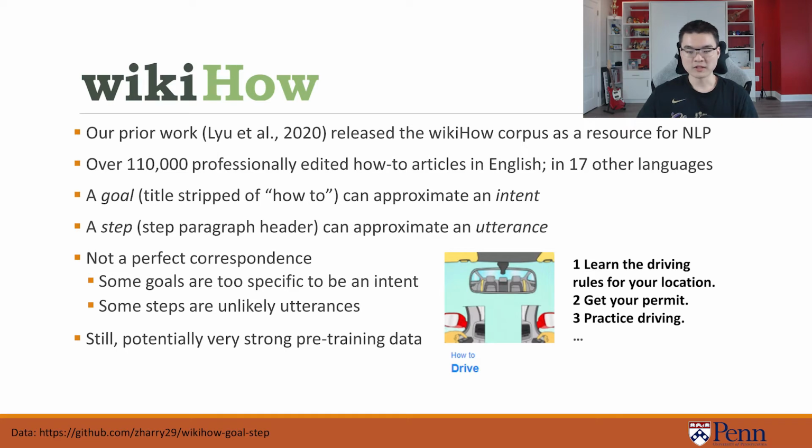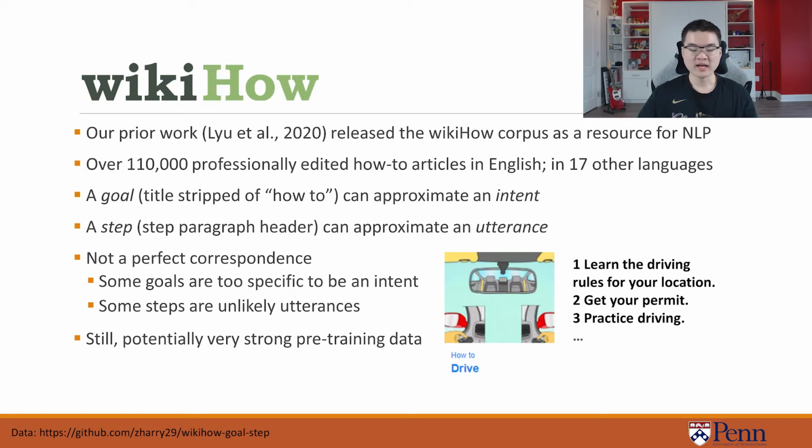Our prior work, published in EMNLP, released the WikiHow corpus as a multifunctional learning resource for NLP. We use the WikiHow corpus for intent detection at the moment. In each WikiHow article, we define a goal as the title without how-to. This goal can approximate an intent. A WikiHow article also includes a bunch of steps, which we define as the headers of each step paragraph, and we use this to approximate an utterance. You can see an example on the right-hand side.